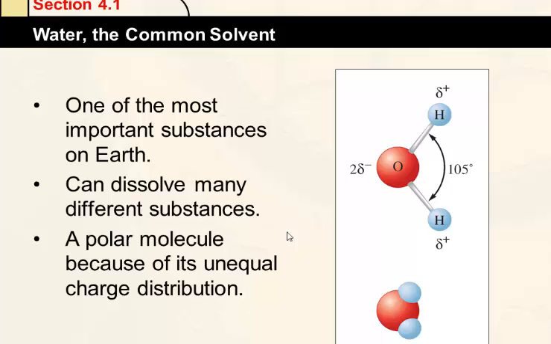And the reason that it's polar is because of an unequal distribution of charge. Remember, the oxygen is more electronegative, so it has a greater pull for the electrons than the hydrogens do, and because of the bent shape, there's more electrons on this side, which makes it partial negative here. This side of the molecule is partial positive, which makes it a polar molecule.